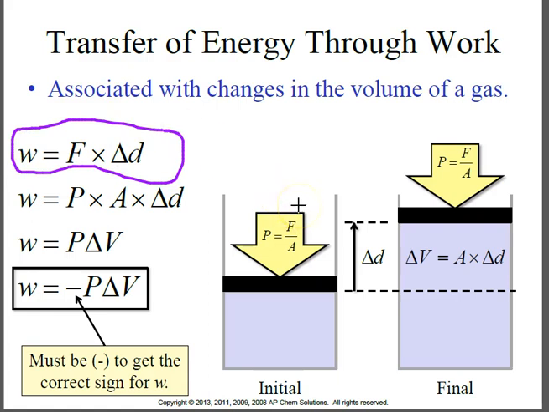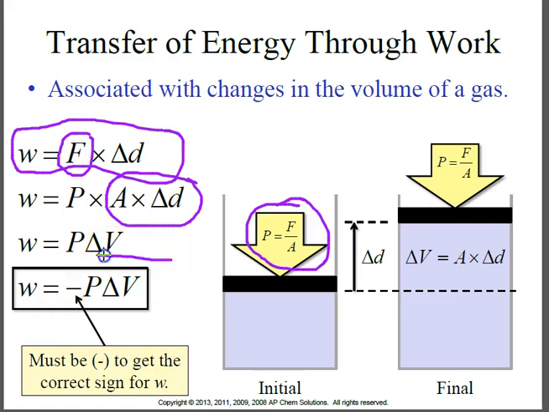We know that pressure is force divided by area. Okay, that's another equation. So what they did is they took and they replaced this F with pressure times area. And then area times distance is volume, right? Volume is length times width times height, while area is length times width. So if we add another dimension, that's how we get volume. This is the equation that we need to know. Work is the pressure on the system multiplied by the change in volume.